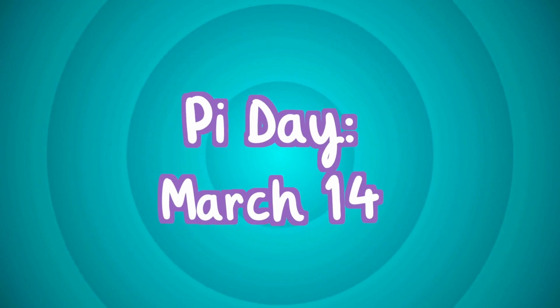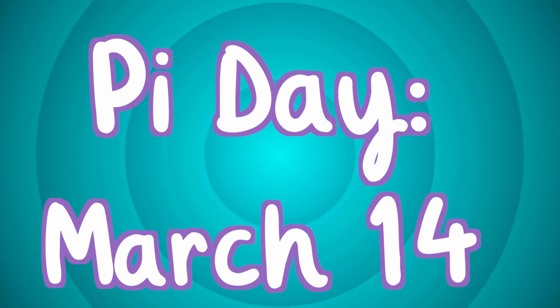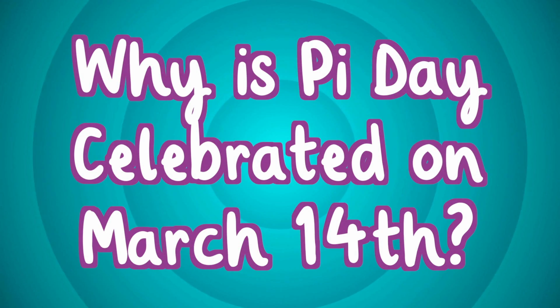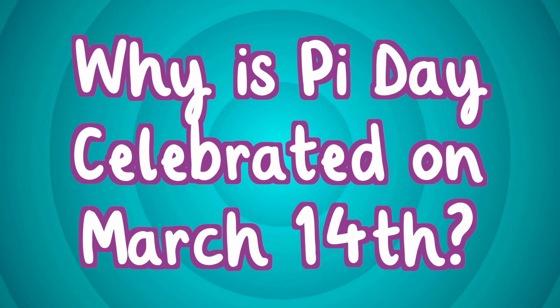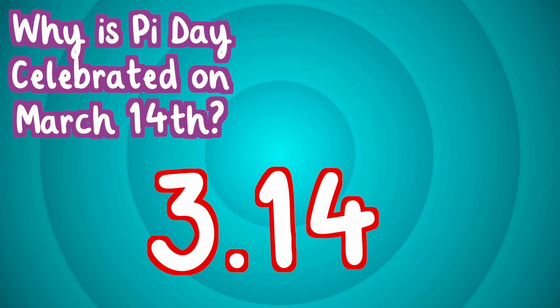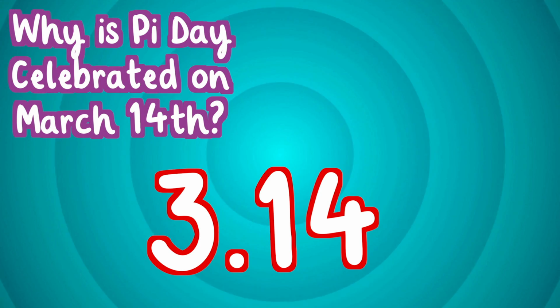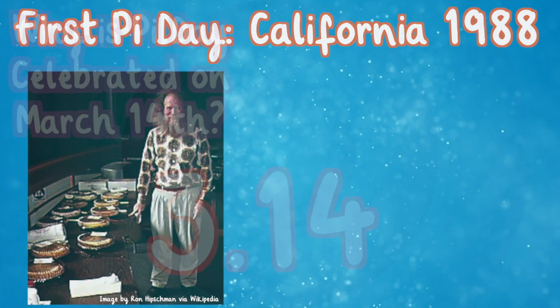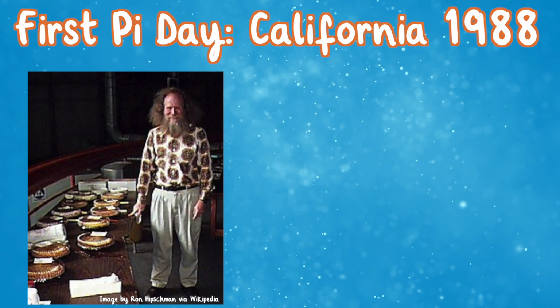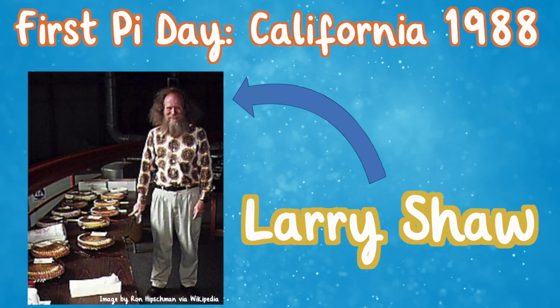Pi Day is a holiday observed on March 14th, or 3/14. Do you know why it is celebrated on this day? It's because pi starts with 3.14, and this is also the date when written down for March 14th. The first ever Pi Day was celebrated in 1988 in California by a scientist named Larry Shaw, who loved pi.